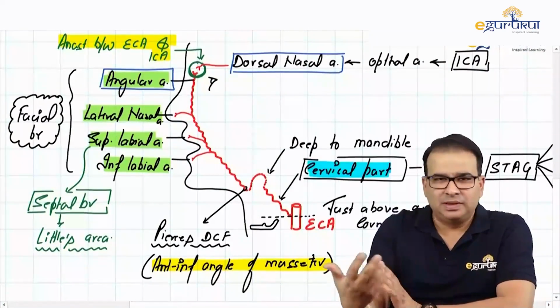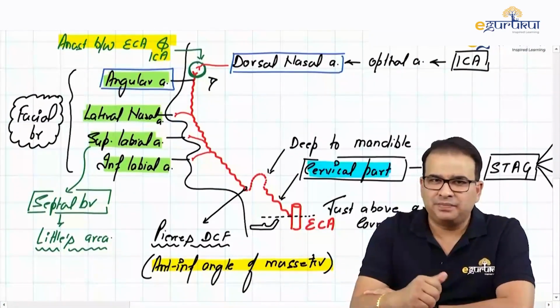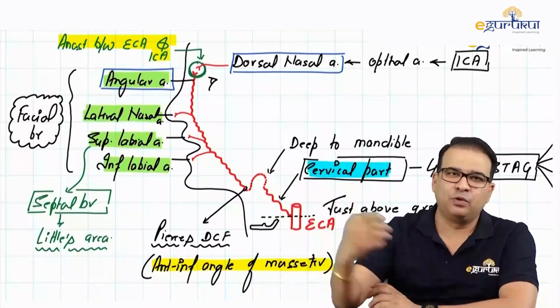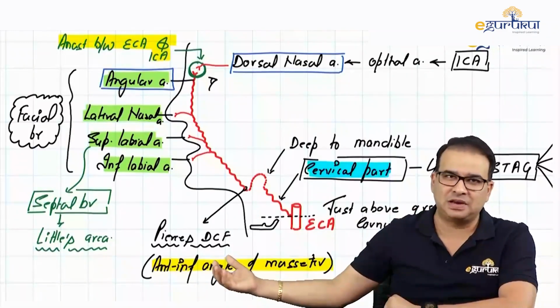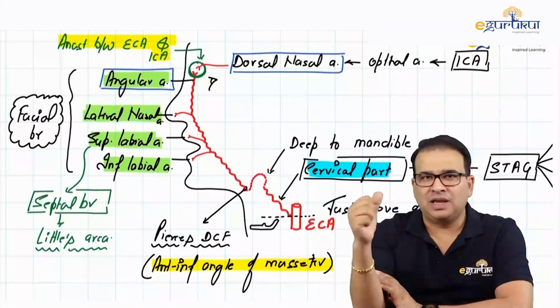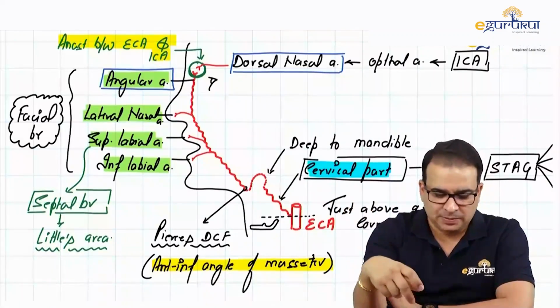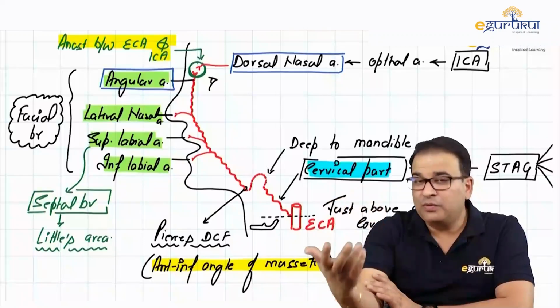So this is about the course and the branches of the facial artery. As we said, there are 4 branches in the neck region and 4 on the face, and they do ask questions about where it emerges and pierces the deep cervical fascia, and also about the anastomosis of the dorsal nasal branch. Now, what about the facial vein?